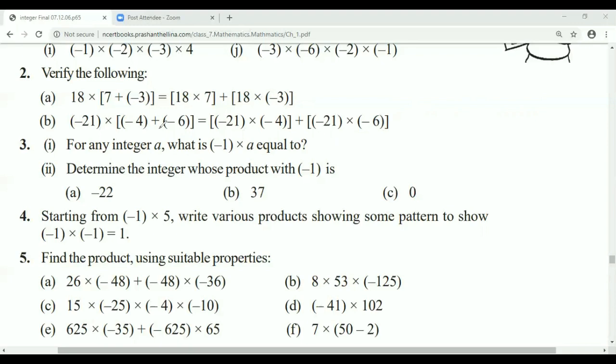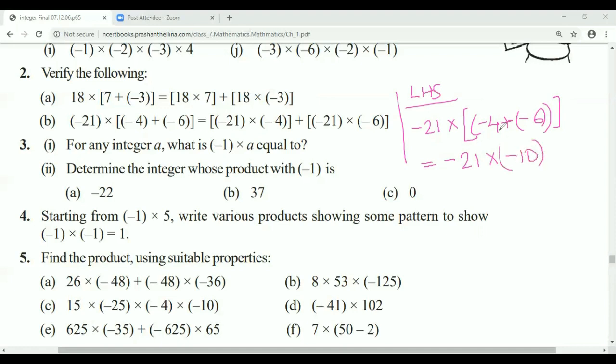First we check the left hand side. The left hand side is given as negative 21 into (negative 4 plus negative 6). First we solve whatever is inside the bracket. Negative 4 plus negative 6 is negative 10. Both are negative numbers, so 21 into 10 is 210, and we take it as a positive value. So the answer is 210.